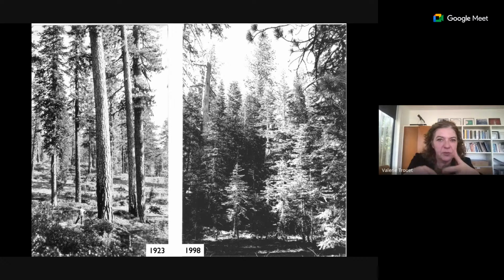We take, of course, multiple samples. We select the sites where we collect the samples and so forth. But depending on the goal of what you're trying to achieve in your study, when you do climate reconstruction, you're going to sample different trees than when you want to study how climate impacts a forest.